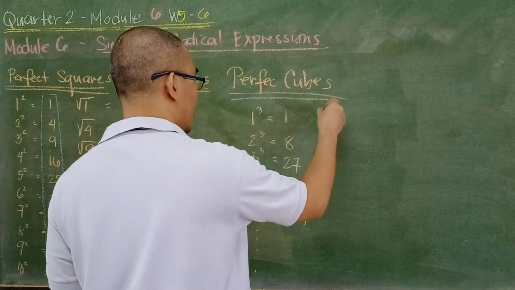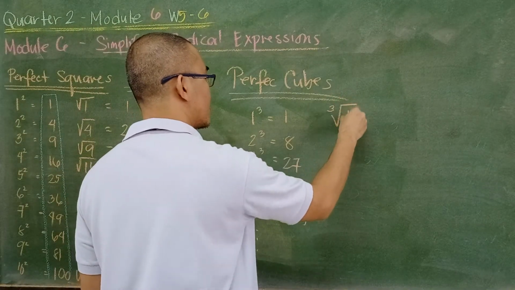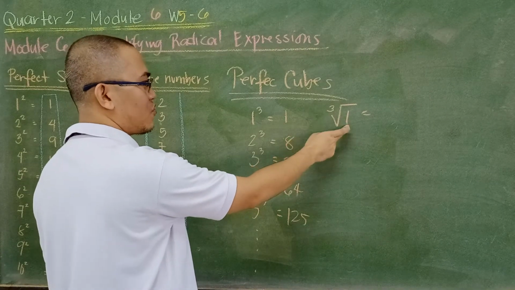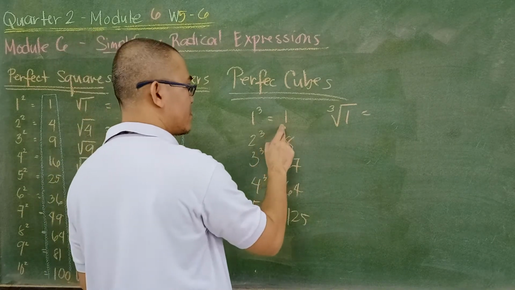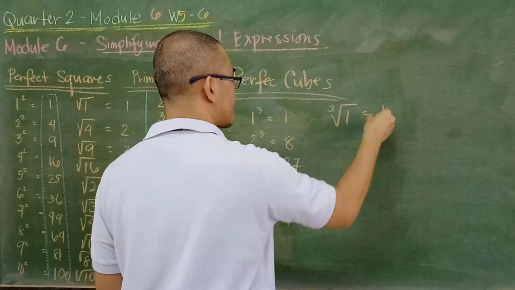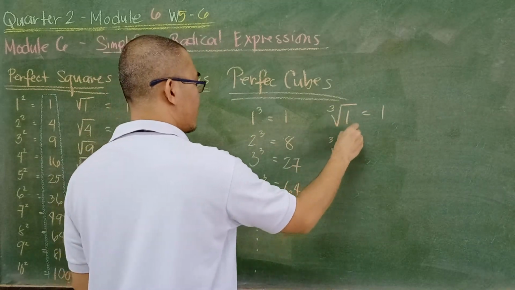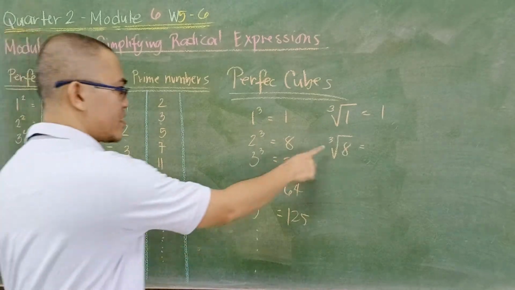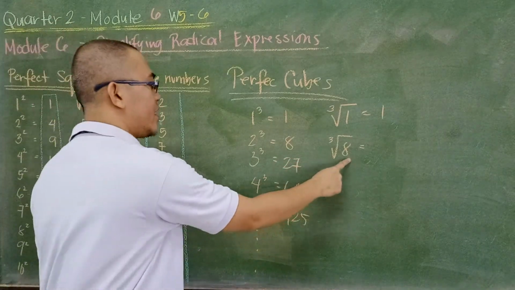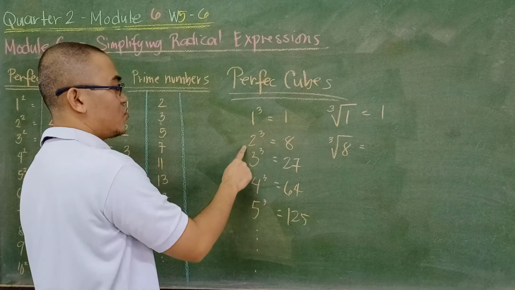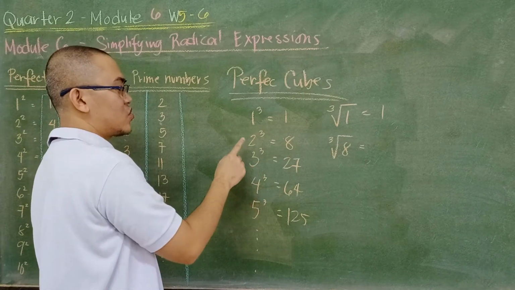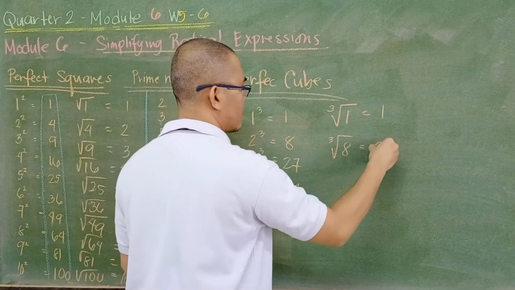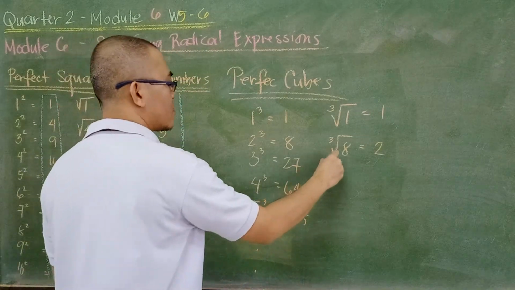So, kapag kinuha mo yung cube root ng 1, ano yung number na multiply ng 3 beses para makuha yung 1? It is 1. Cube root of 8. Ano yung number na pag multiply mo ng 3 beses, makukuha mo yung 8? Well, it is 2 raised to 3. Ito yung 2 raised to 3 is 8. So, 2 yung number na multiply mo ng 3 beses para makuha yung 8. So, this is 2.